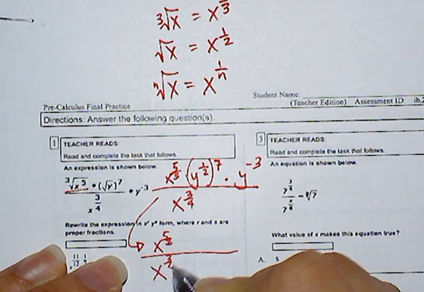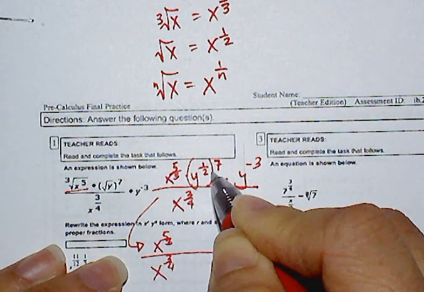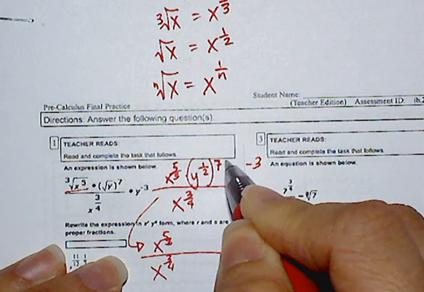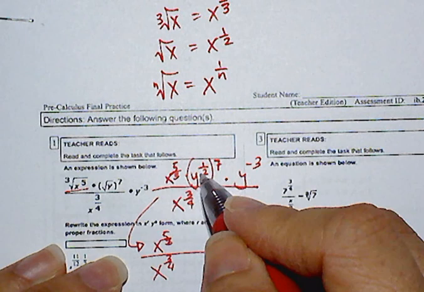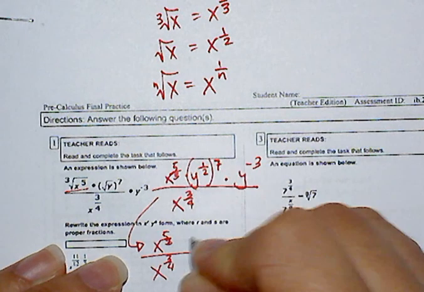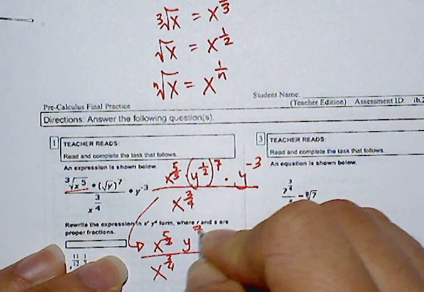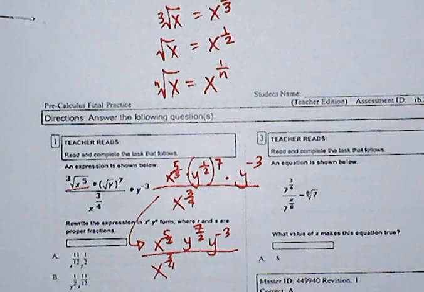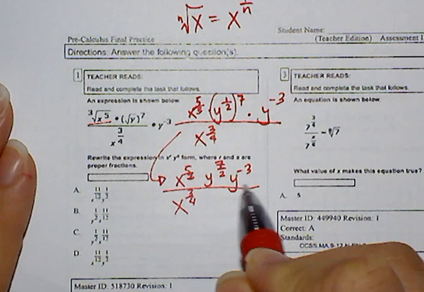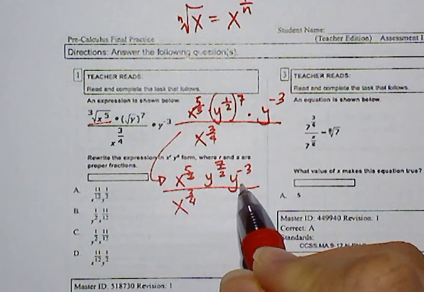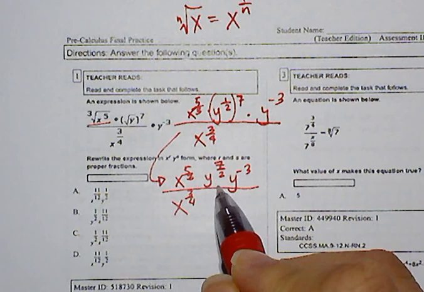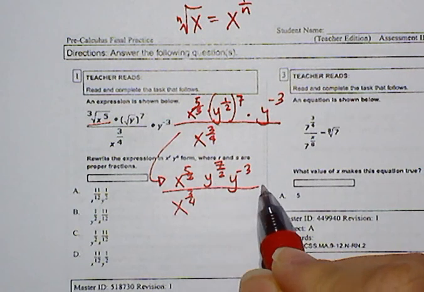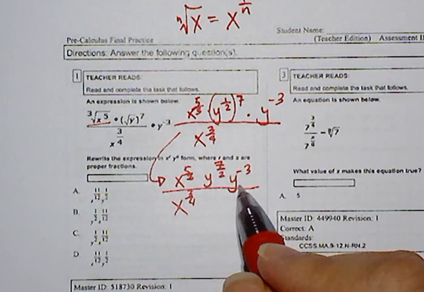Now, what is y to the 1/2 to the 7th? What do you do with these exponents? We multiply them. What's 1/2 times 7? 7 over 2, right? And then this is y to the -3rd. How do we combine these? They have the same base, so what can I do? The exponents, I'm actually just going to add them, right? What's 7 over 2 plus -3?